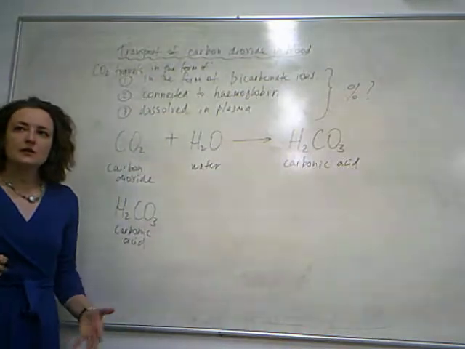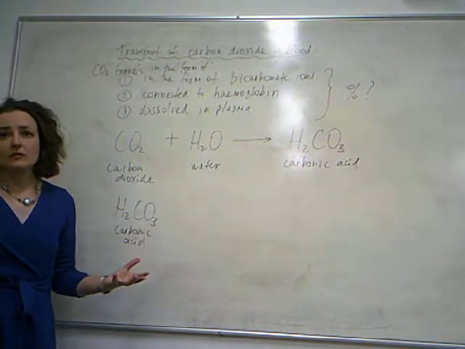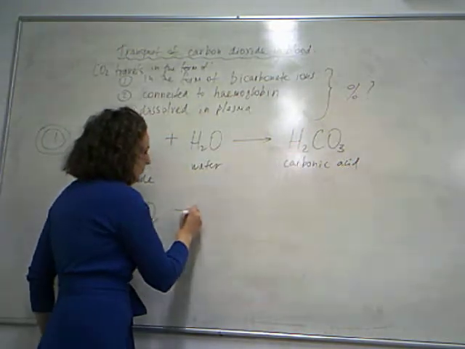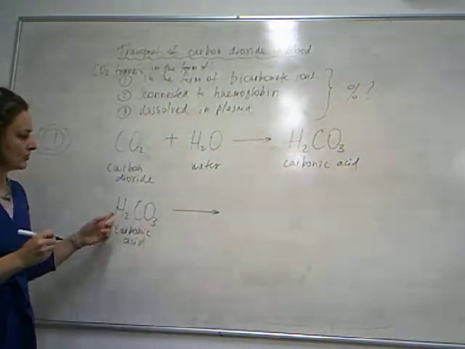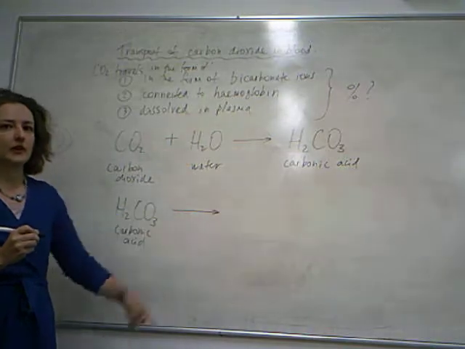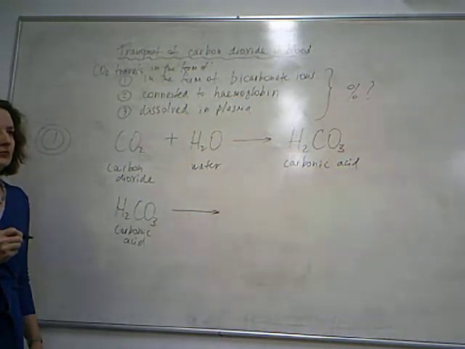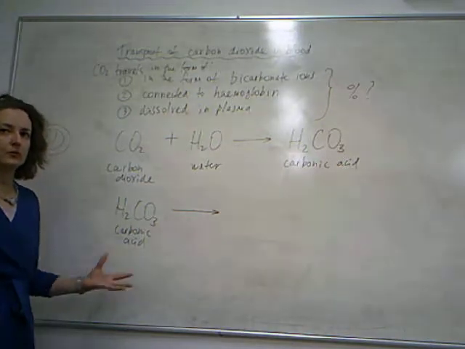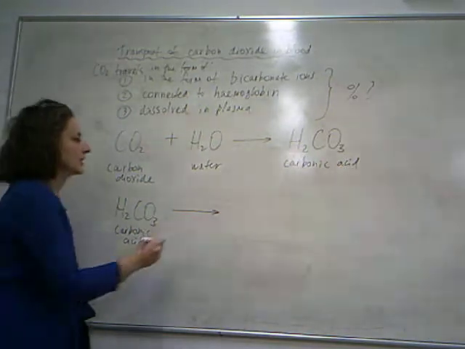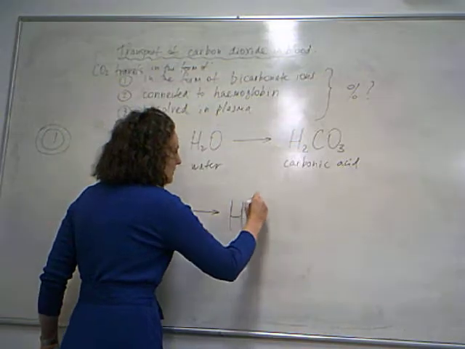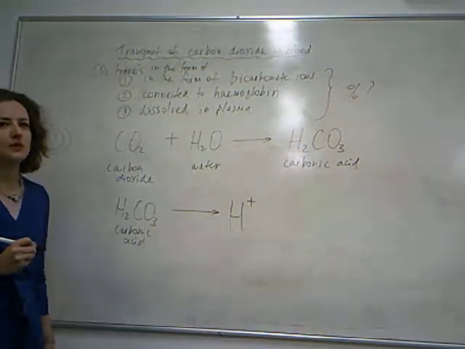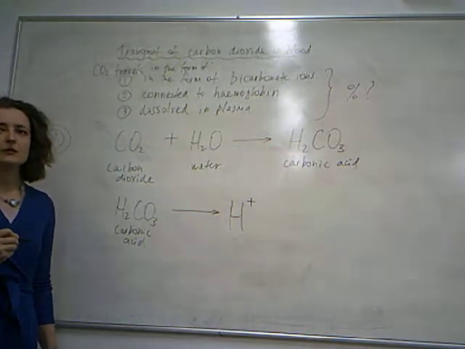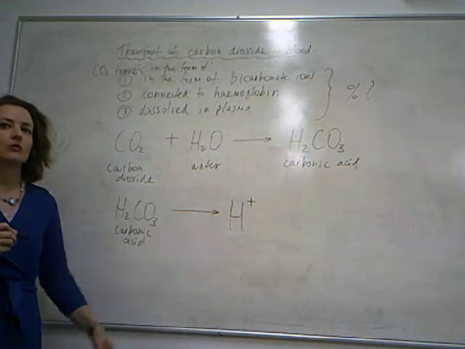So carbonic acid is essentially unstable, and it's going to break up into a couple of products. And that's what I'm going to show. So the arrow shows that it becomes something else. So what does it become? The first product of that carbonic acid breaking apart is this: H with a plus. And I'd like you to tell me what you think this is called.